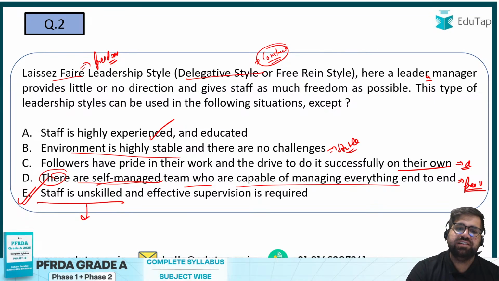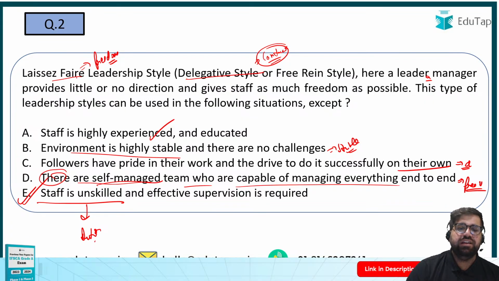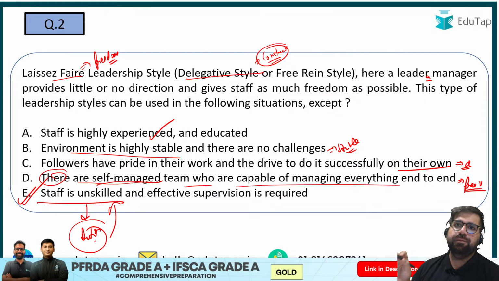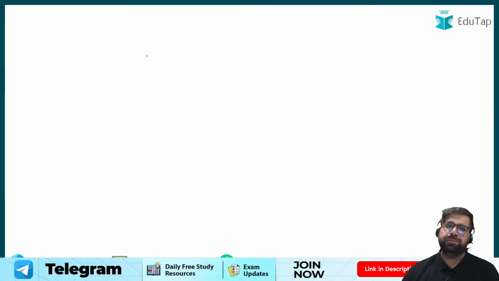If the staff is unskilled, then you have to use autocratic leadership, not laissez-faire leadership. With the help of autocratic leadership, you can keep direct supervision on your team members and you can skill them accordingly. So when the staff is unskilled, I cannot use laissez-faire leadership.